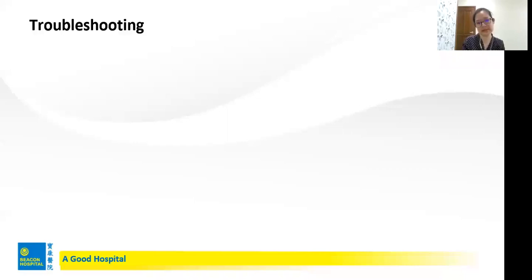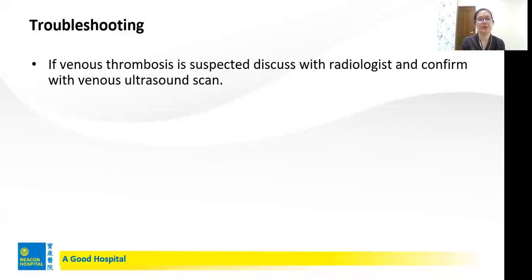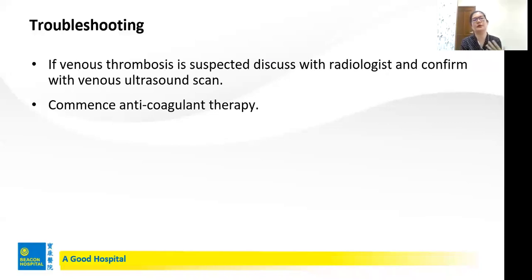What if thrombosis happens? Okay. If venous thrombosis is suspected, then you have to discuss with the radiologist and confirm with a venous ultrasound scan. And if confirmed, then the doctor has to commence anticoagulant therapy to declot it, okay, to remove the thrombosis.